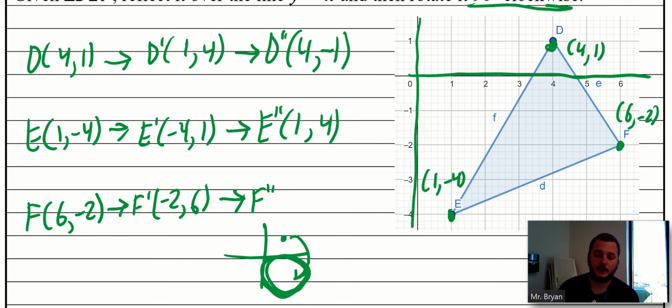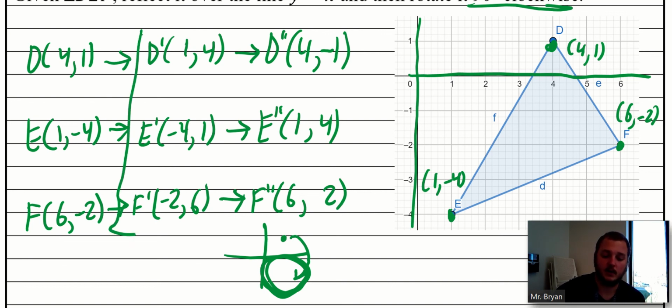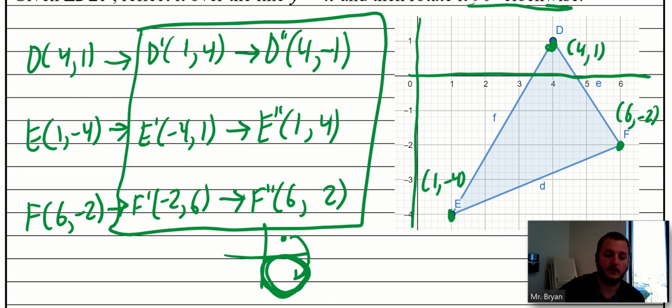Okay, and last one here, same thing, -2, 6. I switch that back. Make sure you always do that step first. And then I change the sign on the Y coordinate because that's the same thing we found with D. So now it becomes 6, +2. And these are the coordinates I was looking for on this problem.